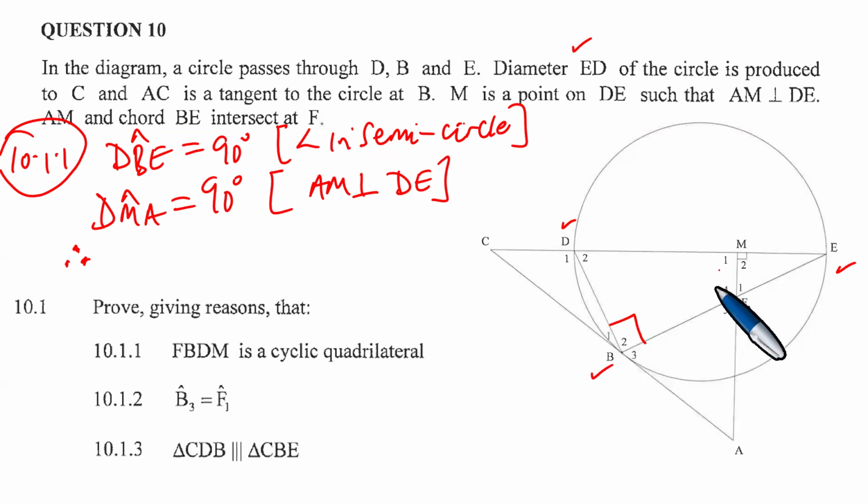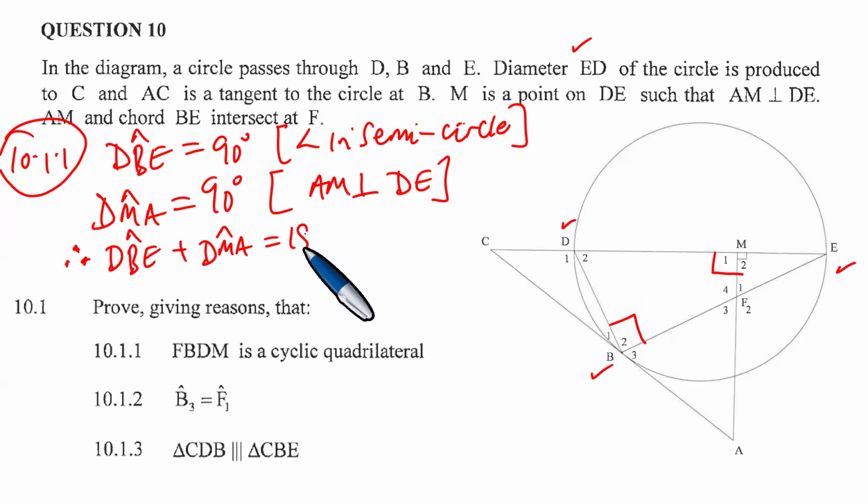Therefore, now we already have that the DMA is 90 degrees. So this one is 90 degrees, and you have 90 degrees and 90 degrees. If you add them up, the DBE plus DMA is equal to 180 degrees. That's fine, because we just added up 90 plus 90, which is 180. So adding these two angles up, DBE plus DMA is 90 plus 90, which is 180 degrees.